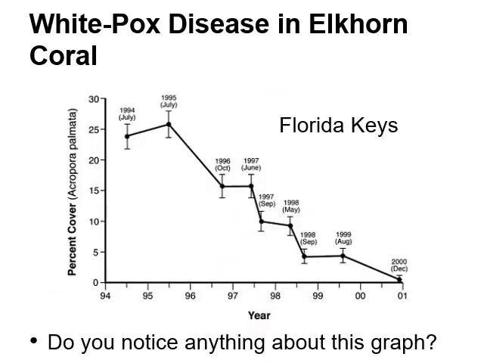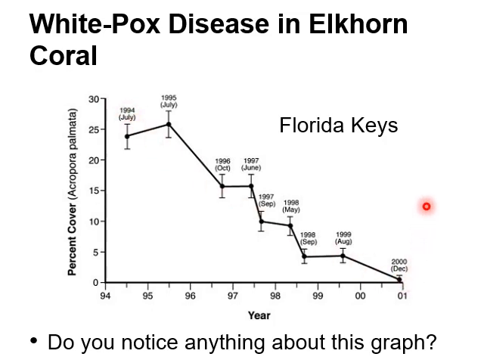In the early 90s, people first started noticing this disease on Elkhorn coral. This is a graph showing the abundance of Elkhorn coral, whose scientific name is Acropora palmata. It's showing the abundance of those corals over time. And you can see the general trend is that it's decreasing. So there's less and less of those corals over time.